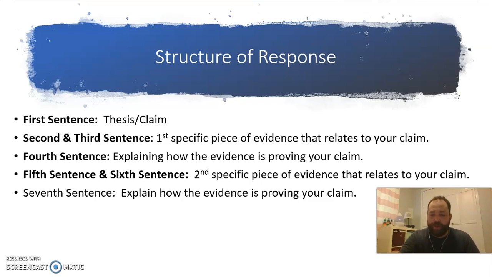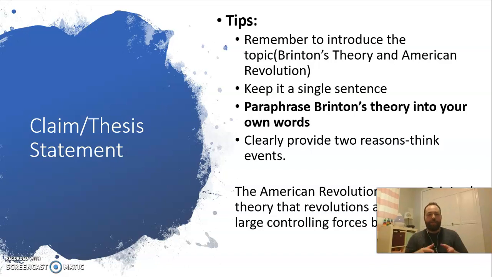The one question that kept coming up is on your thesis or your claim statement. Remember a couple of the big things first. You want to introduce the topic. In this case, you're talking about both Britain's theory and the American Revolution. Someplace in your claim or thesis statement, you should be making clear references to them. Keep it a single sentence. It might be a longer single sentence. It shouldn't be a run-on, but you can definitely do all this in one sentence. It's just going to be a little bit longer.